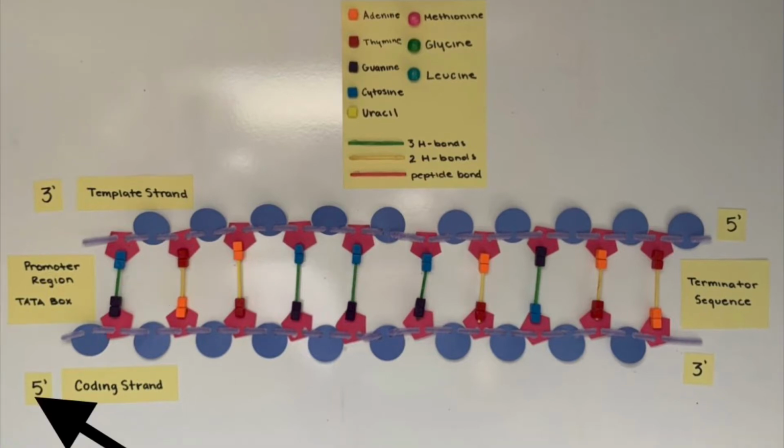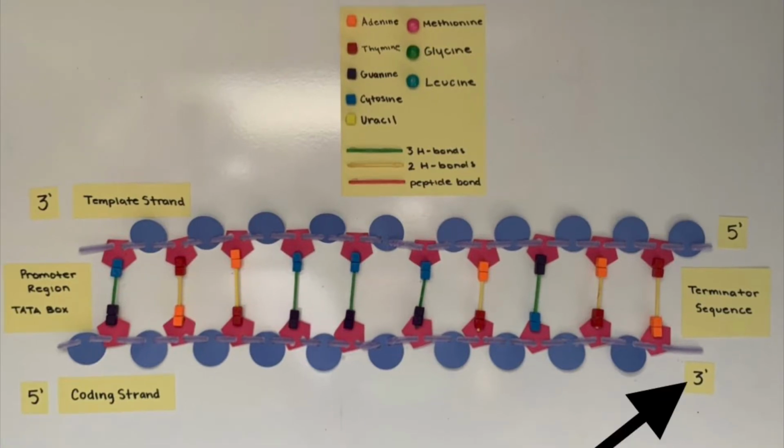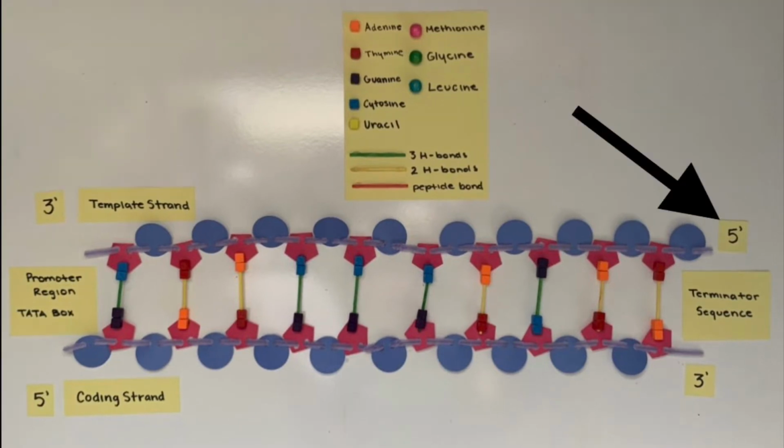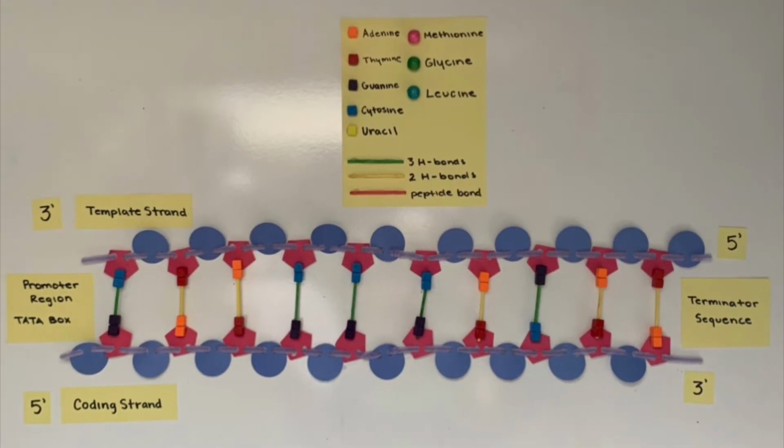The 2 strands of DNA are antiparallel. One strand goes from 5' to 3', and the other goes from 3' to 5'. The purpose of DNA is to code for proteins, which are responsible for traits.